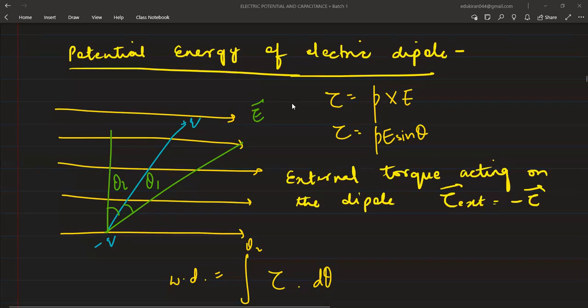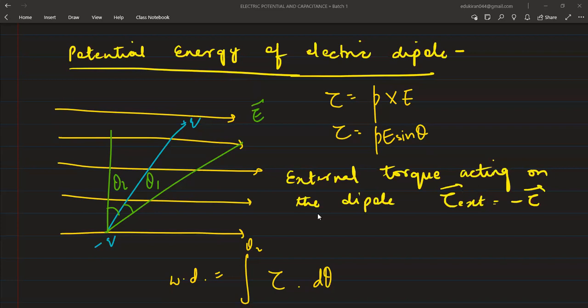Okay, this is the potential energy of electric dipole. Now, class, dipole moment we have already studied. What was dipole moment? The two charges which are present, plus q and minus q. So charges of opposite signs are present and they have a certain separation between them. So if two charges are present at a certain separation, then we say it's a dipole. Yes. So torque, how do we calculate the torque? Torque is basically the cross product of dipole moment and electric field. So tau is equal to PE sine theta.